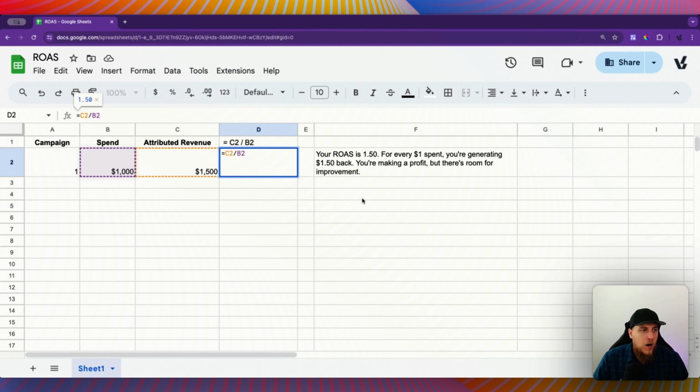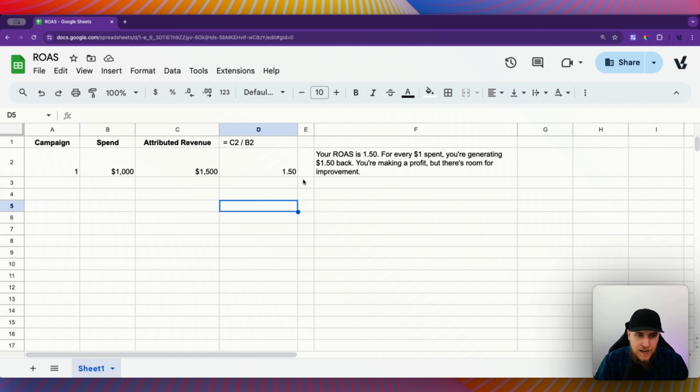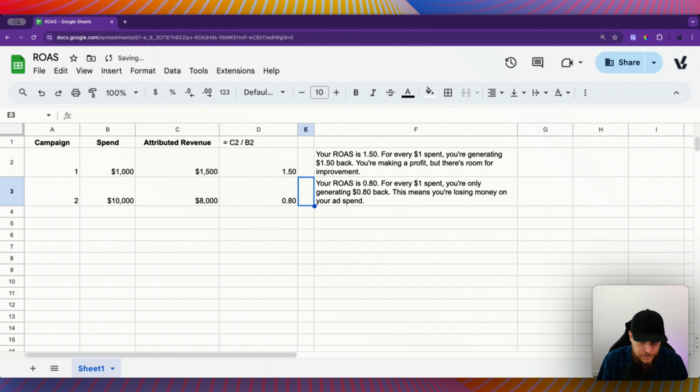Now, what are maybe the related metrics, right? So your ROAS is going to be impacted by, here's the cool little formula there if you want to see. Let's do another example. So campaign 2, let's say we spent $10,000 and we only generated $8,000. Okay, so we got to drag this down. There we go. Our ROAS is 0.8. For every dollar we spend, we're only generating 80 cents back. This means you're losing money on your ad spend.